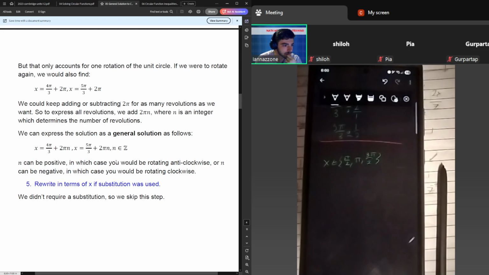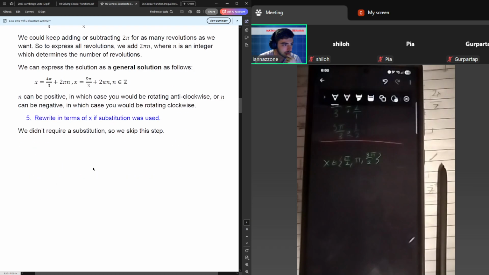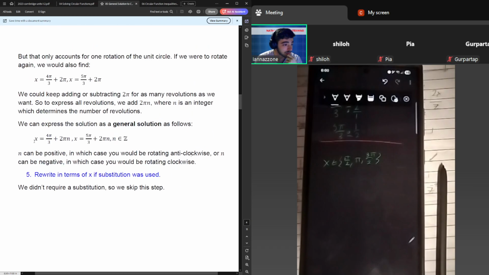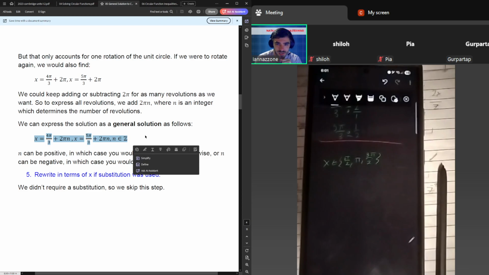N being positive means you're going in the forward direction, n being negative means you're going in the backwards direction. That's it. That's the entire thing. When you have your solutions, slap 2 pi n on it at the end, and that's all you really need to know.